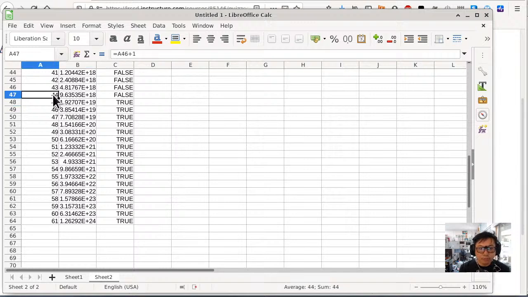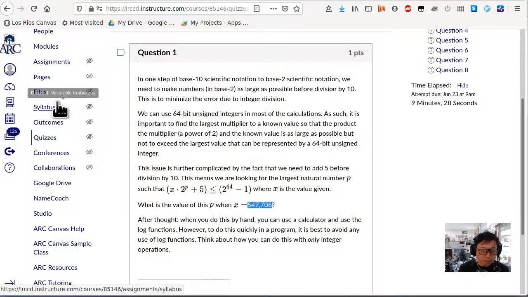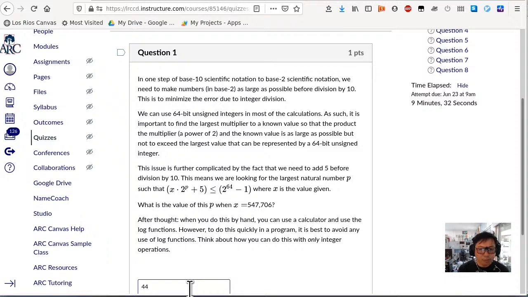So the correct answer is 44, because when p is 44, we basically maximized the expression x times 2 to the power of p plus 5, and if I bump it up by 1, then we would have exceeded what a 64-bit number can represent. So the correct answer is 44. That's one way to do it. So I'm going to show you the other way once I put this down here. Okay, so we got 44.